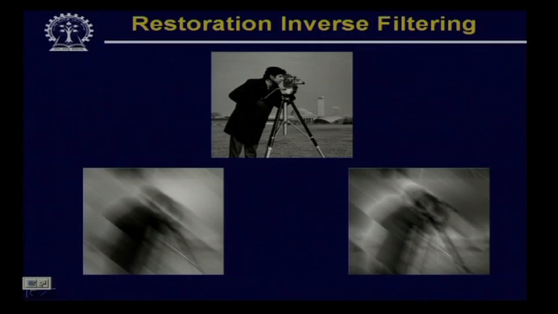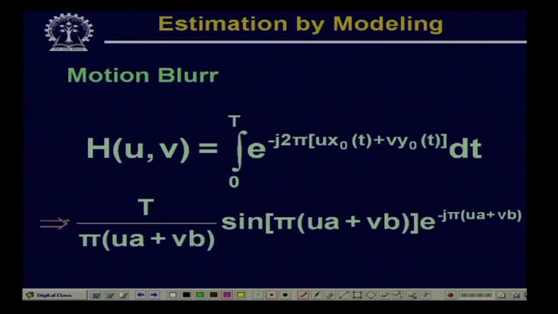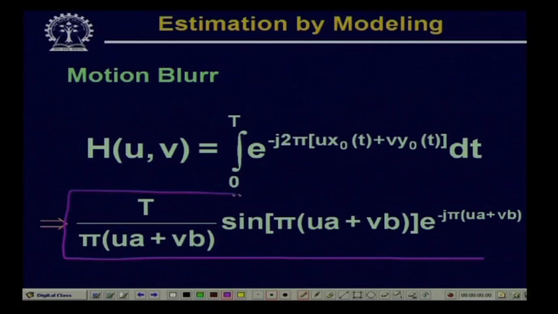Now, let us see why this direct inverse filtering does not give a satisfactory result in case of motion blur. The reason is, if you look at the motion degradation function, in this particular case you find that the degradation function H(u,v) is given by this expression in the frequency domain. Now, this term will be equal to 0 whenever this component ua plus vb is an integer.